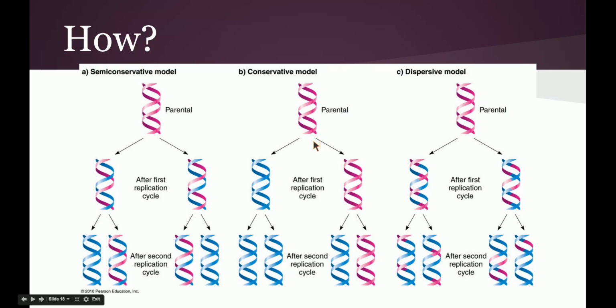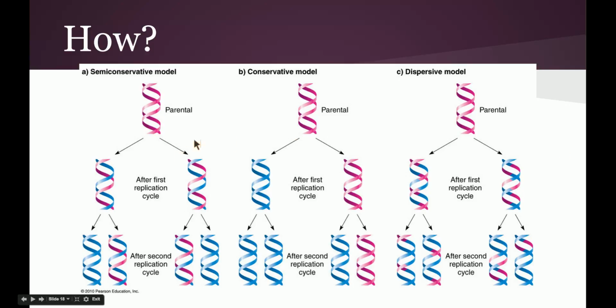So how is DNA replicated? Well, the discovery of the structure of DNA did not really answer all of the questions we had about DNA. We knew that it was the code for how proteins were made, but we didn't know how it copied itself. So there were 3 basic models that people had.